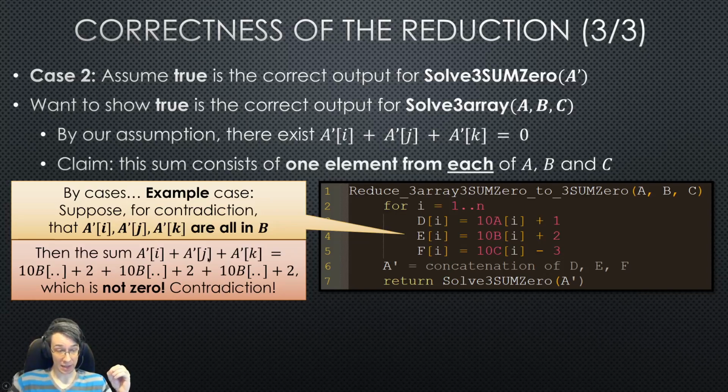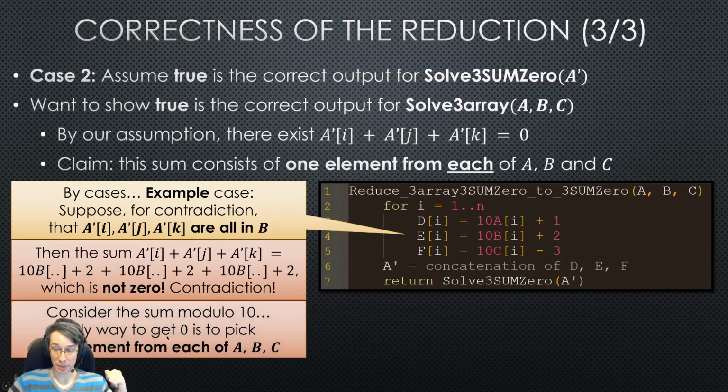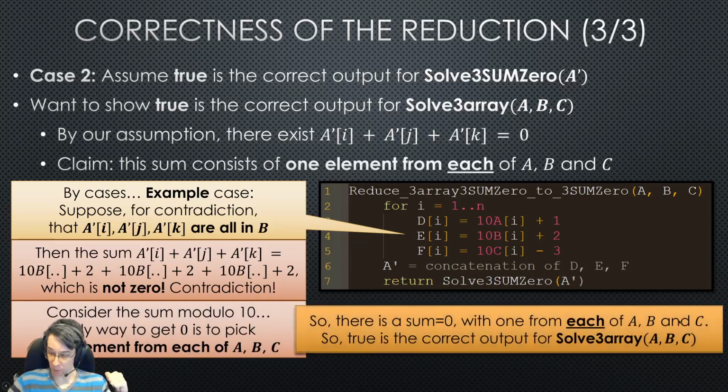So what this means is, if you enumerate all of these different cases, all the ways of choosing three elements from these three different subarrays, D, E, and F, you'll see that there are contradictions in all of those cases except in the case where there's one element from each of A, B, and C. And that will prove this case. That will prove that if there are a prime of i, a prime of j, a prime of k that sum to 0, then there must be three elements chosen, one from each of A, B, and C in the original input that will sum to 0. So true is the correct output for solve 3array.